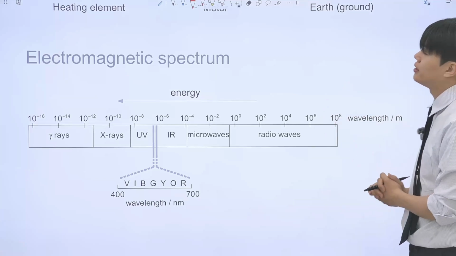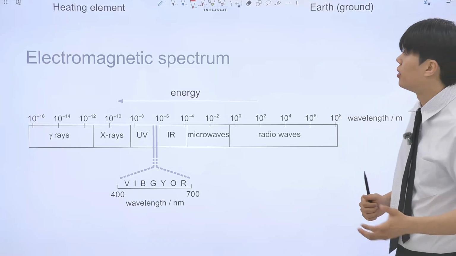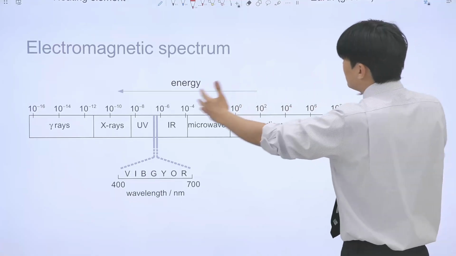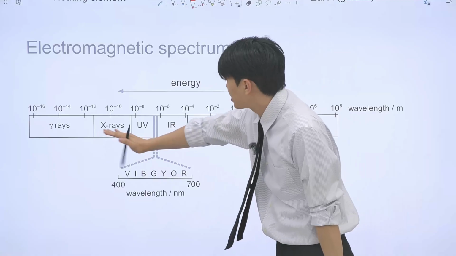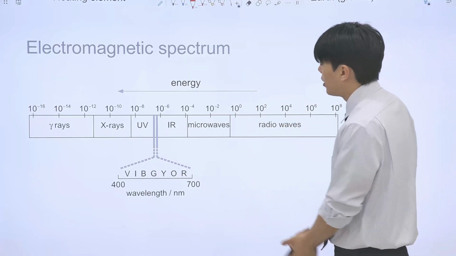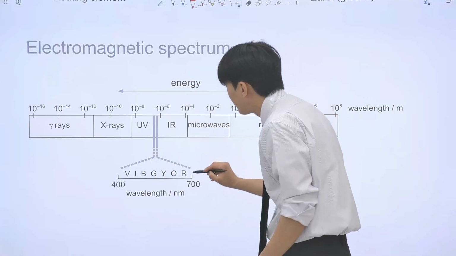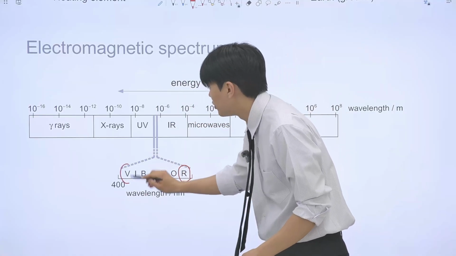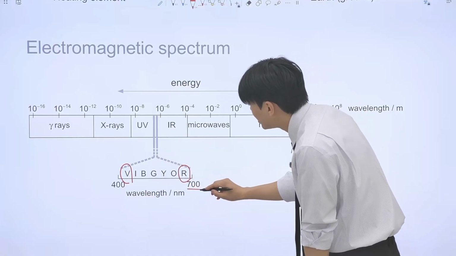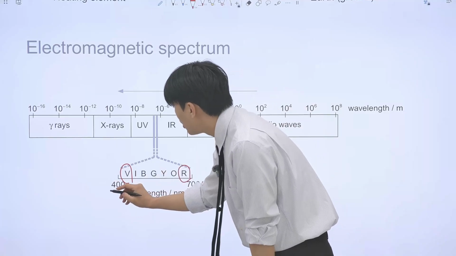This wasn't given in the formula booklet before 2025, but it is given now, okay? So if you see the whole spectrum, we have gamma ray, X-ray, UV light, infrared, microwave, radio waves. But in the middle section, we have the visible light section, okay? In visible light, from red to violet, we have these numbers here, okay? Towards the red, we have 700 nanometers, okay? And towards the violet, we have 400 nanometers.